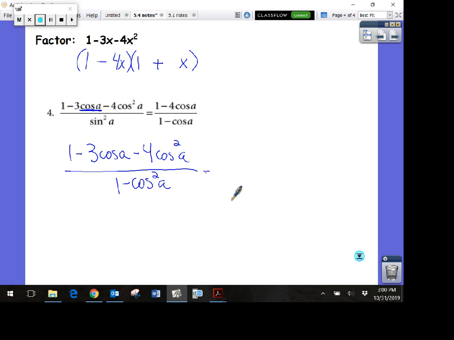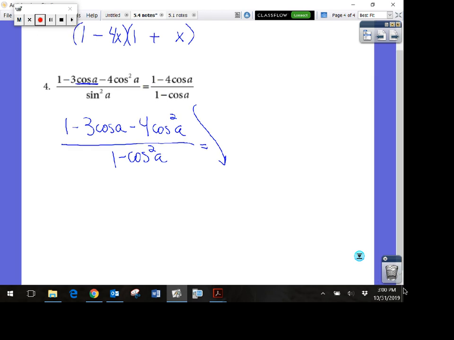A. I don't want to write that the whole time, so I'm going to use my arrow method this time. And the reason I was able to change sine squared into cosine squared, like you just said, was because of the Pythagorean ID.